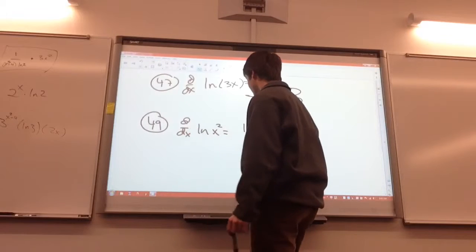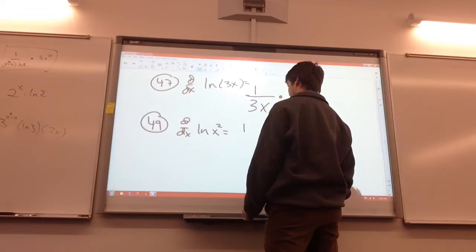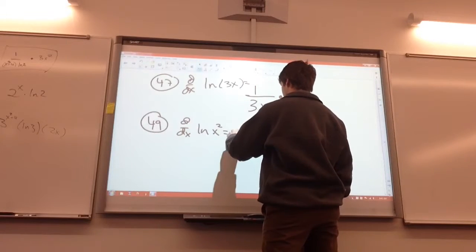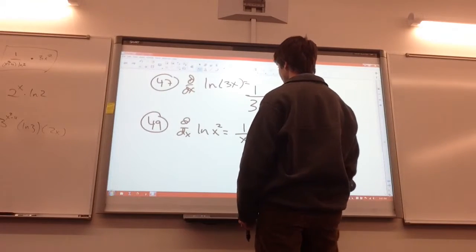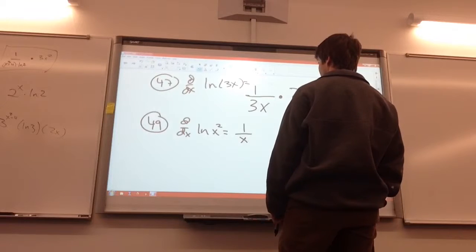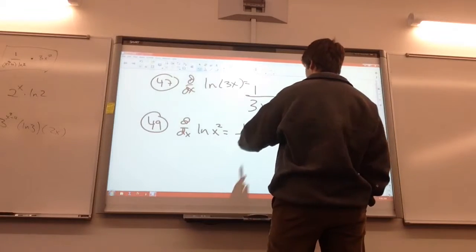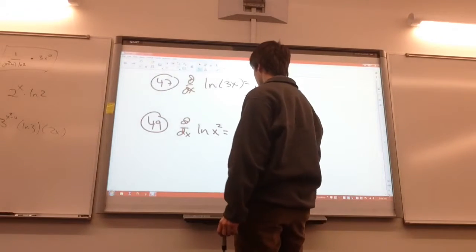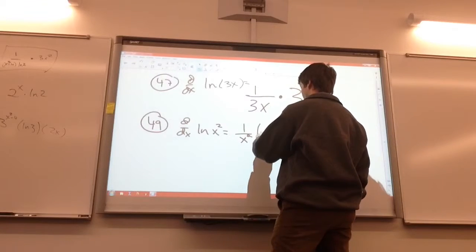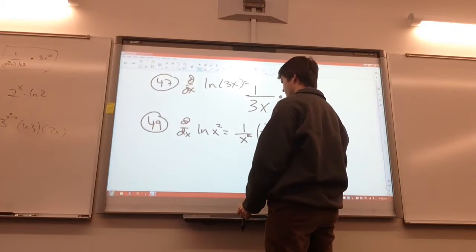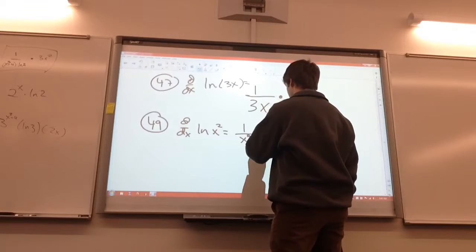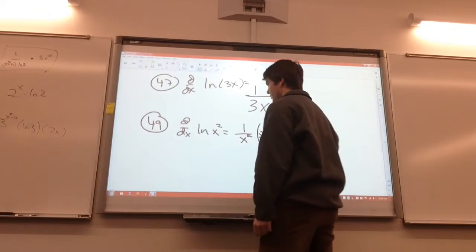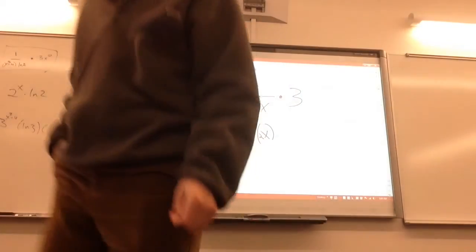Okay. So natural log of x squared. It comes out to be 1 over x squared. And what am I multiplying that by? Just the derivative of that, the derivative of x squared. Yeah, that's good. There you go. Perfect. That's it.